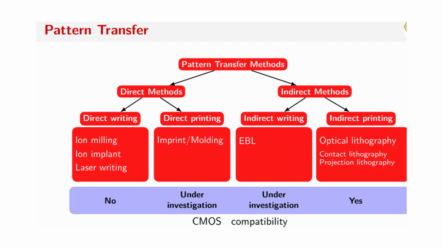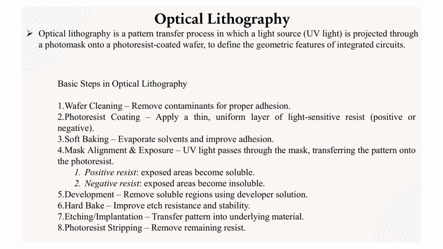First thing is, what do we mean by lithography? If you look carefully, lithography is basically used for pattern transfer. Whatever fabrication you want to do on the wafer, that is the pattern transfer. So what are the types? Definitely there are a few types: optical lithography, electron beam lithography, ion beam lithography, and X-ray lithography. These are the examples.